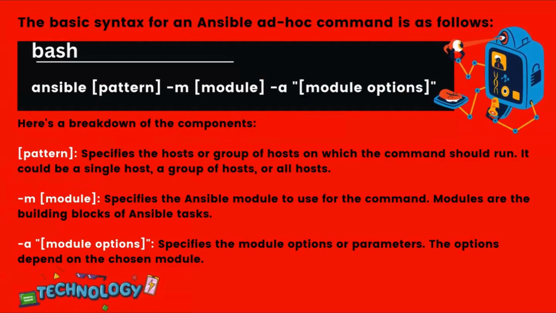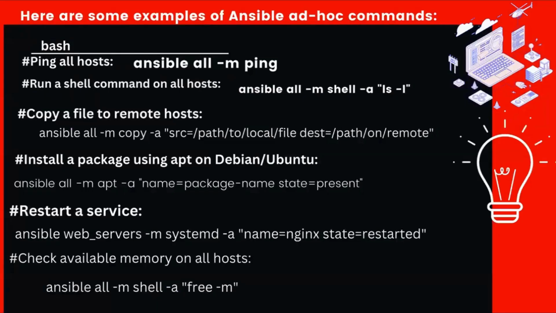So as you can see here, the breakdown. The pattern specifies the host or group of hosts on which the command should run. It could be a single host, a group of hosts, or all hosts. -m module specifies the Ansible module to use for the command. Modules are the building blocks of Ansible tasks. And -a module options specifies the parameters for the module. The options depend on the chosen module.